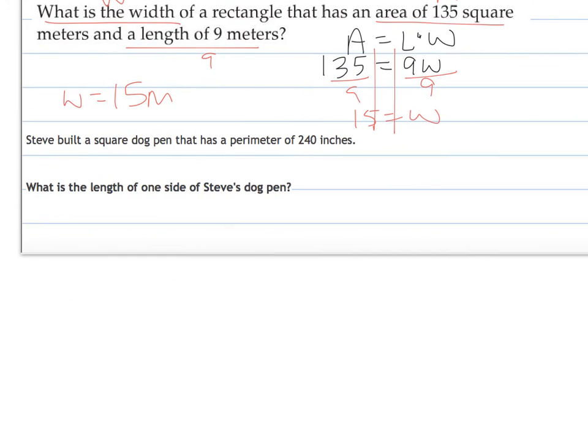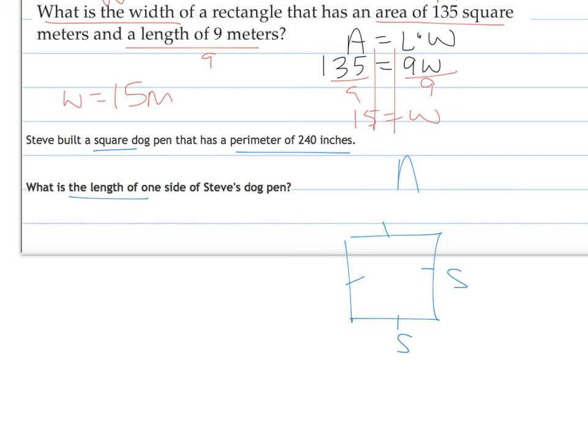Very last one, you're doing great. Steve built a square dog pen that has a perimeter of 240. So we're going back to perimeter here just to test you out quick. 240. So here's the thing about a square. We're looking for the length. Well, a square, all sides are the same. So we kind of think it's side and side, length and width are the same unit.